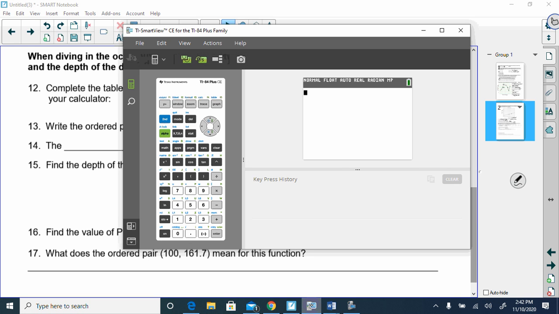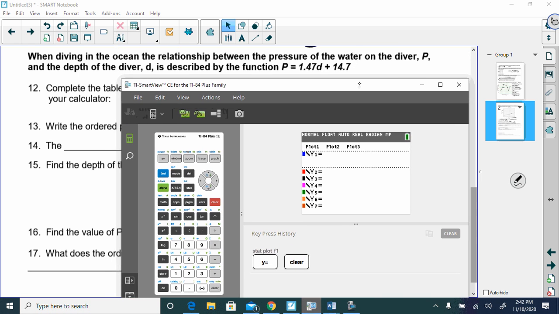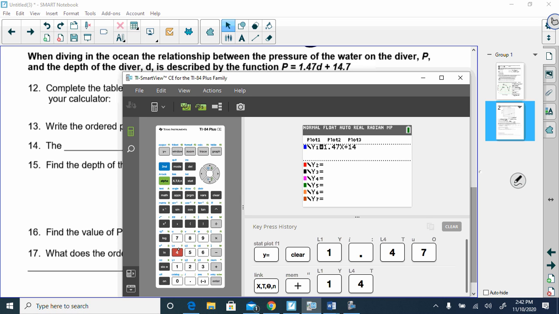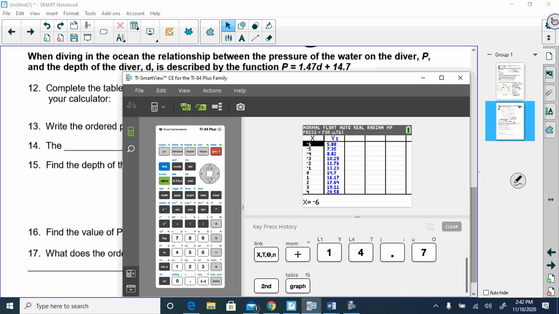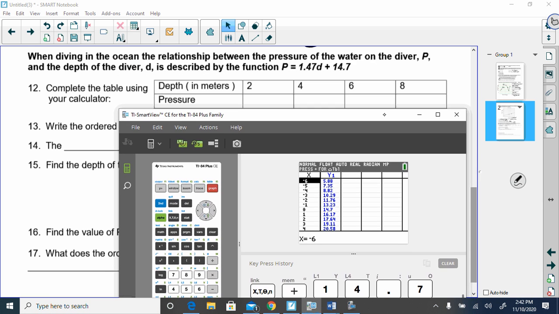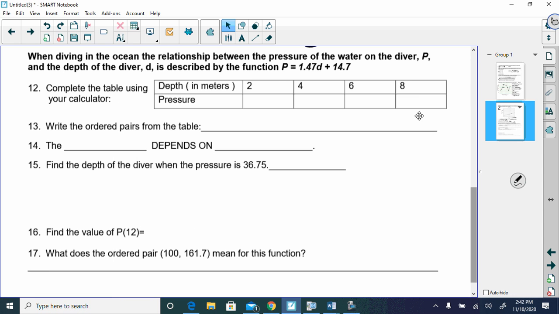So remember to do that, I just go into y equals, and I get to type in my rule. So in y equals, I would type in 1.47x plus 14.7. And then I just pull up the table, right? Okay, so the first value that I'm looking for is when x is 2, what is y? Good. So I'm going to fill that in here.